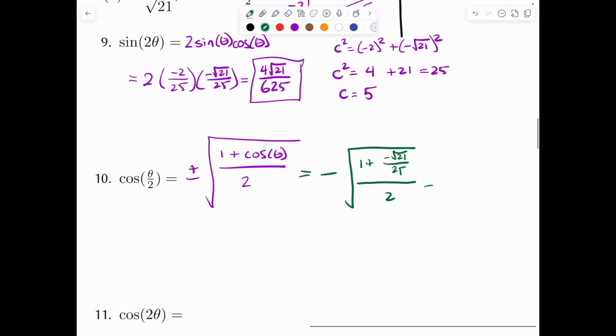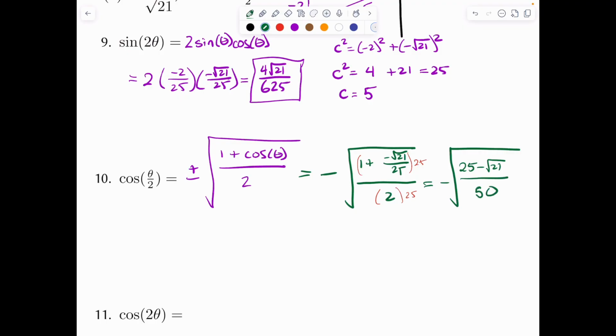And now we have to do a little bit of algebra or arithmetic. I don't know what you'd call this. Let's multiply everything by 25. So here's how I'm going to do this: I'll multiply that by 25 and this by 25. And that's going to result in having 25 minus radical 21 over 50.